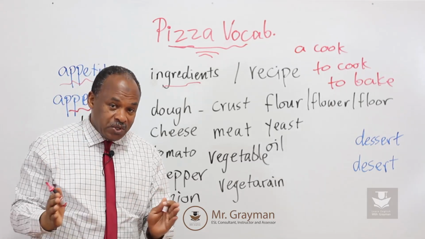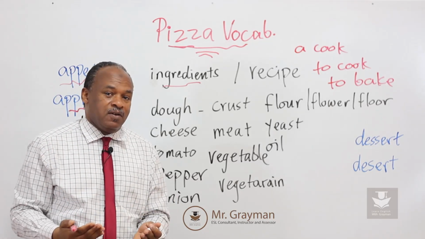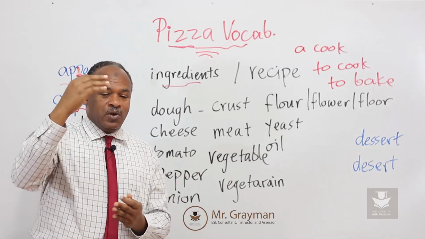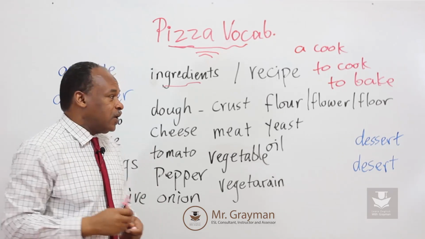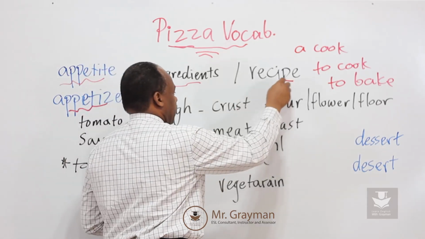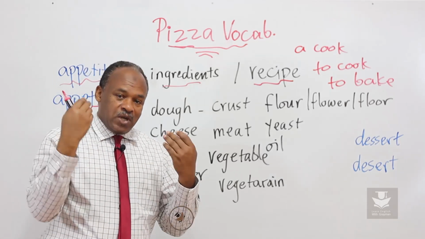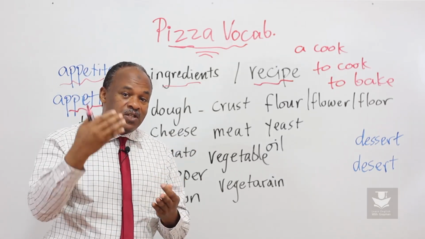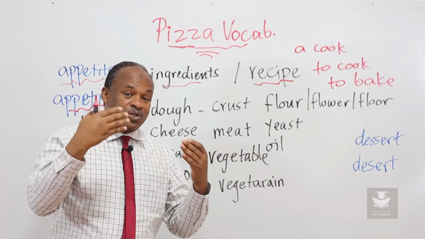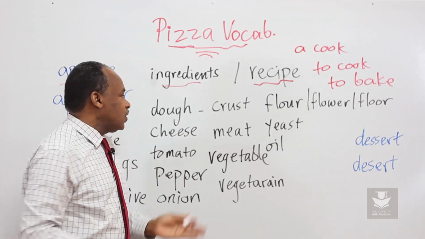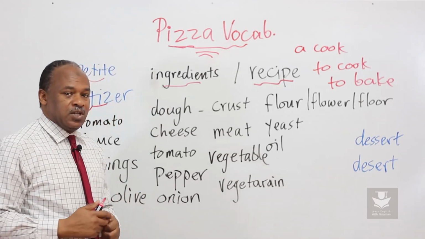Now, if I give you the ingredients without showing you the steps that you should follow in order to make your pizza, then you can't make it. You could make it, but it doesn't come out as good as when you follow the steps. When you follow the steps, that's called the recipe. The recipe is the steps, the instructions that you must follow in order to cook something. Okay? So let's look at the ingredients together.